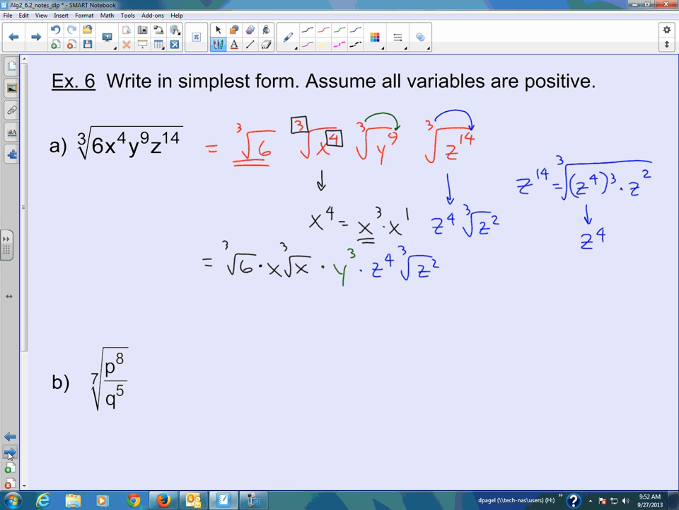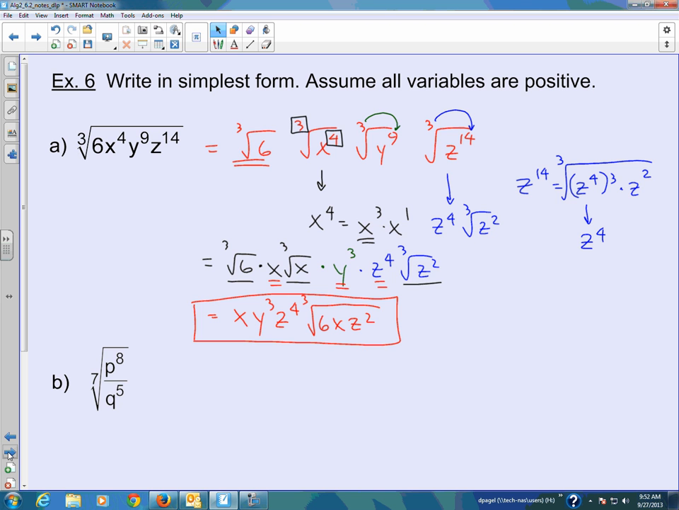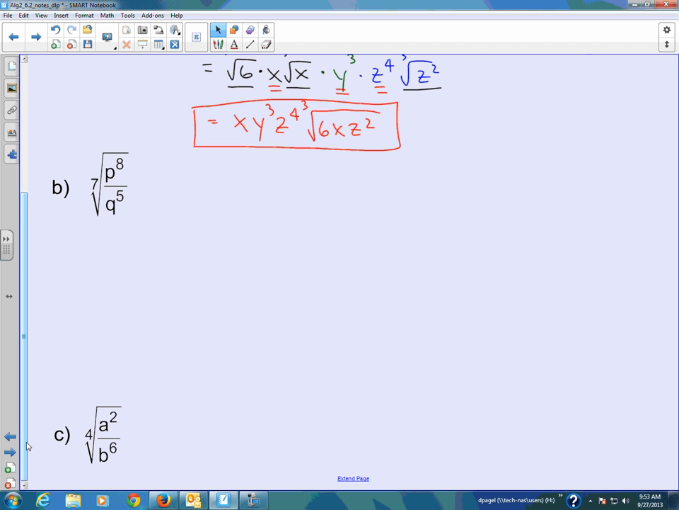All right, now what you do is everything that is a radical stays as a radical, and the parts that are non-radical just move out in front. So this whole thing becomes x, y cubed, z to the 4th, that's all the stuff that's not in the radical. And then I have a 6xz squared that is still on the inside. That's my radical. Next one.